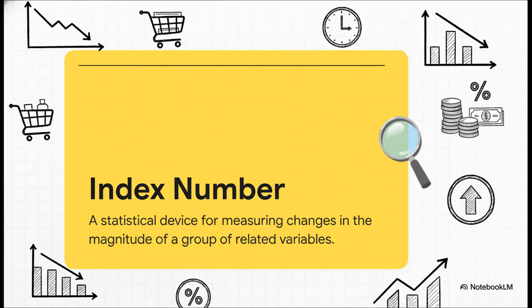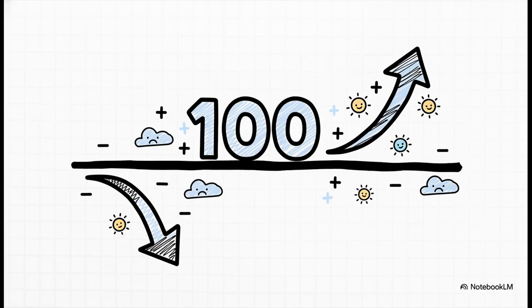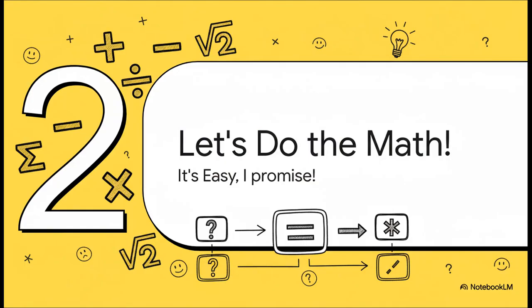Simple, right? Think of 100 as our starting line. If we are measuring prices, any number bigger than 100 means prices have increased, and any number smaller than 100 means prices have decreased from that starting point. Okay, let's dive into how these numbers are actually made. Don't be scared by the formulas, they are easier than you think. We'll start with the most basic method.